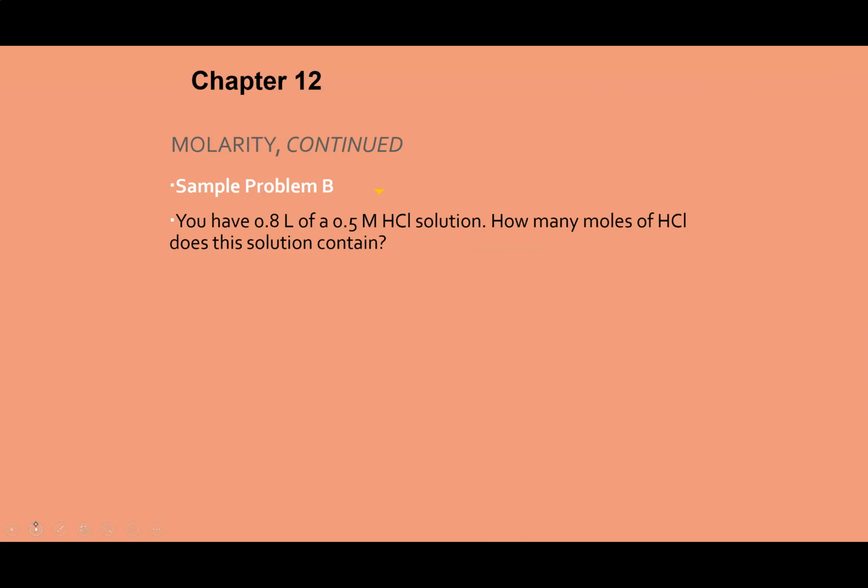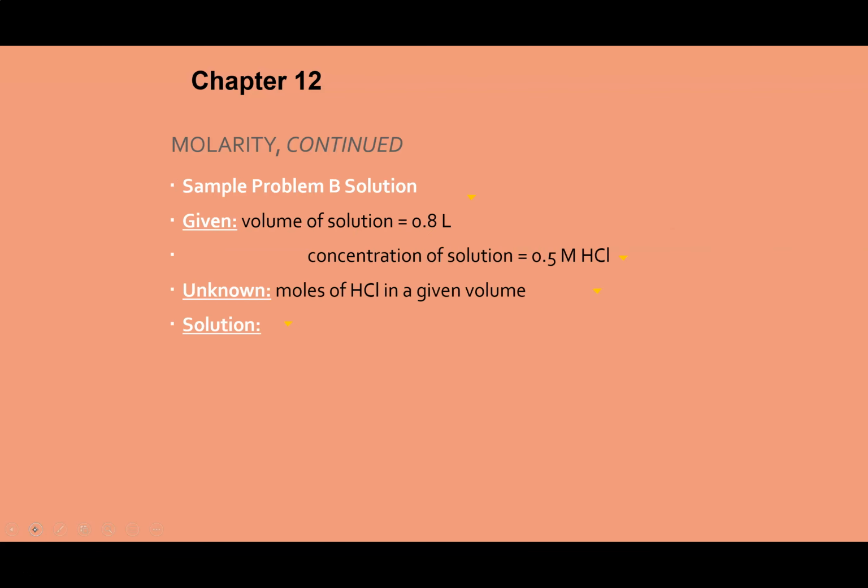All right, problem number 2. Problem number 2 says we're given 0.8 liters of a 0.5 molar HCl solution. How many moles of HCl does this contain? So we're going to define our given and our unknown. We're given the volume of the solution. We're given the concentration of the solution of HCl. We want to calculate the number of moles. So again, I'm going to remind you that molarity equals moles over liters. Really this one I don't have to do any conversions. I just have to plug in what I know.